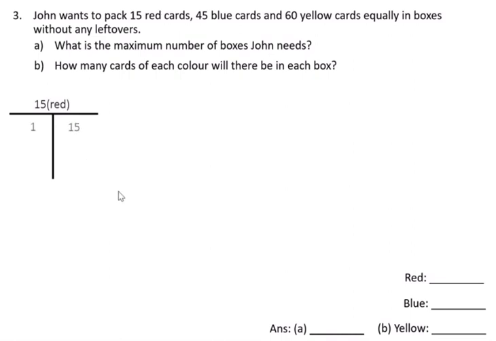So 1 and 15, 3 and 5. That's all, because there are no more other factors for 15. So we move on to find factors of 45, when finding the common factor. 45 will be 1 and 45, 3 and 15.